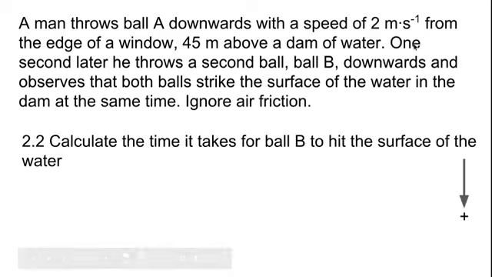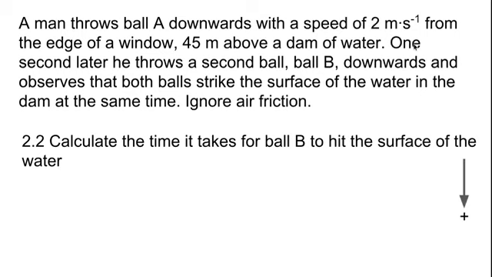Let's look at question 2.2. We still have the man that throws ball A downwards with a speed of 2 meters per second from the edge of a window, which is 45 meters above the ground, or above the dam. 1 second later, a second ball B is thrown downwards, and both balls strike the water at the same time.